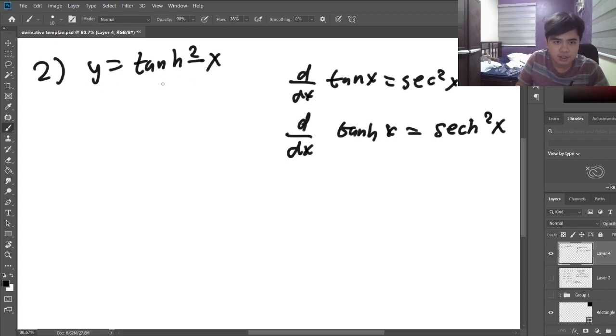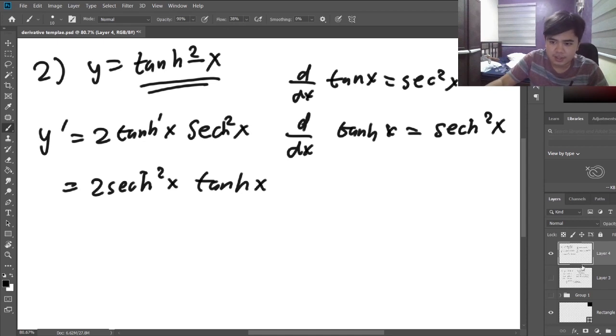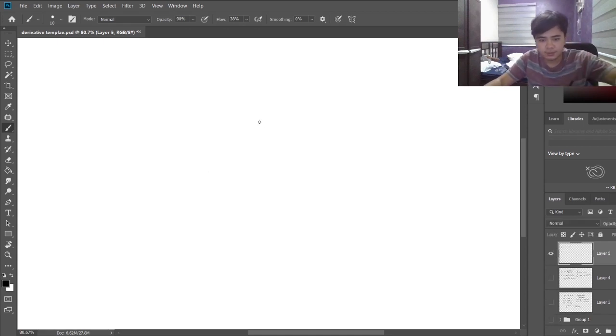This is the outer, this is the inner. So we get y prime is equal to 2 times hyperbolic tangent of x to the power of 1, but you don't need to write that, and then hyperbolic secant squared x. Rearranging, we get 2 hyperbolic secant squared x times hyperbolic tangent x. That is the second answer. Number 3.